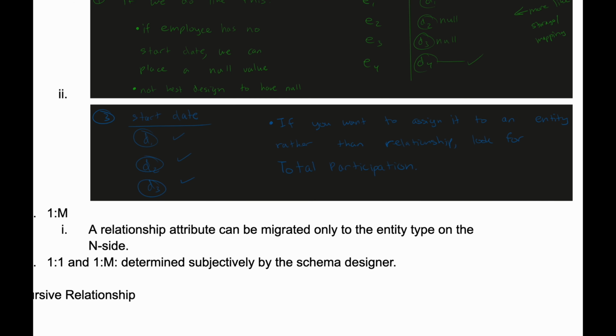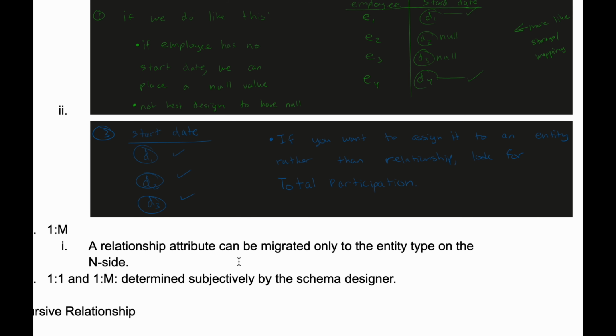Next, we're going to look at one-to-many. It's a relationship attribute and can be migrated only to the entity type on the many side.